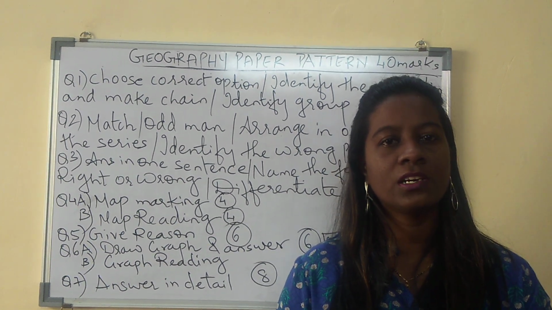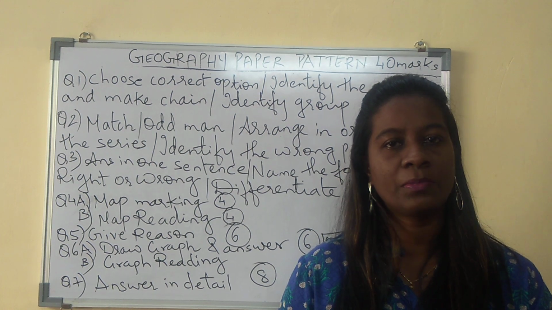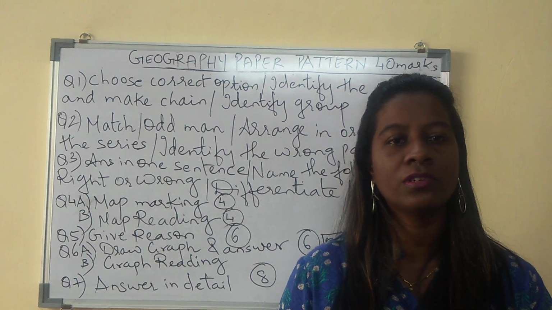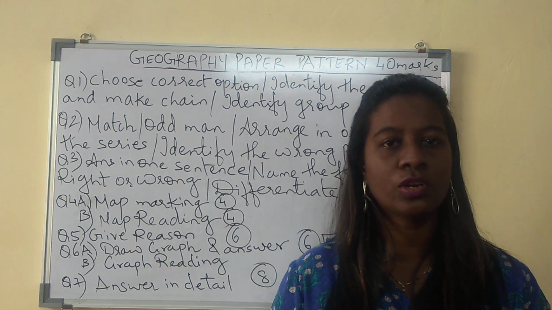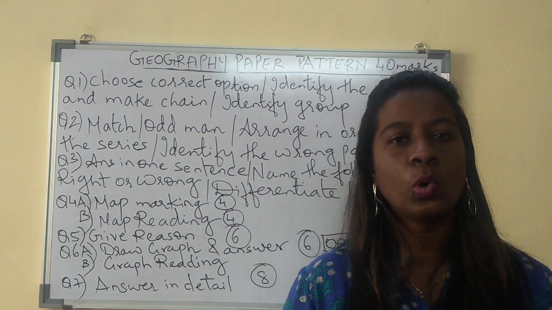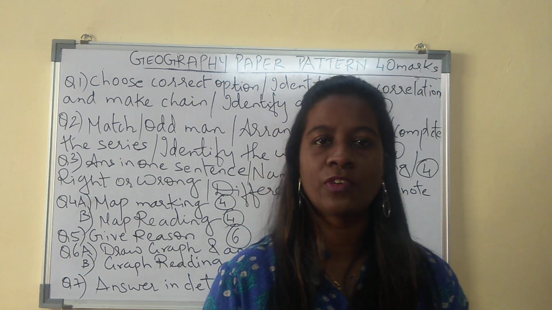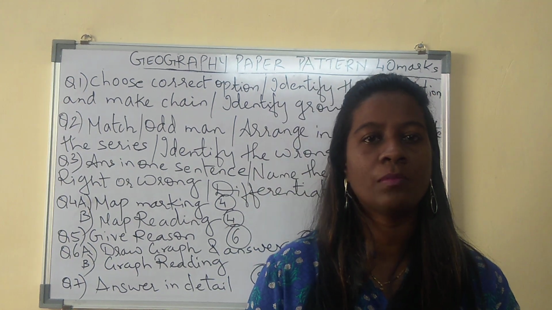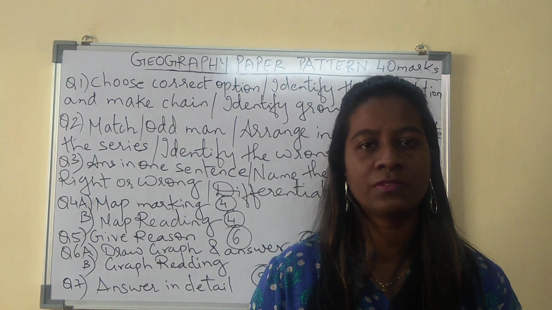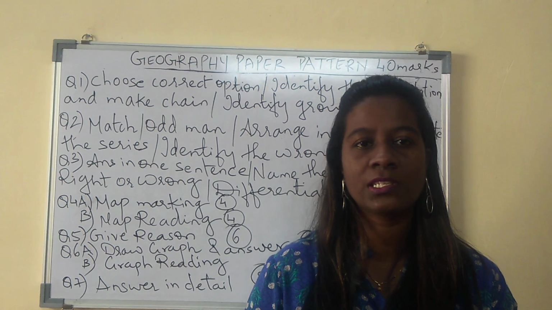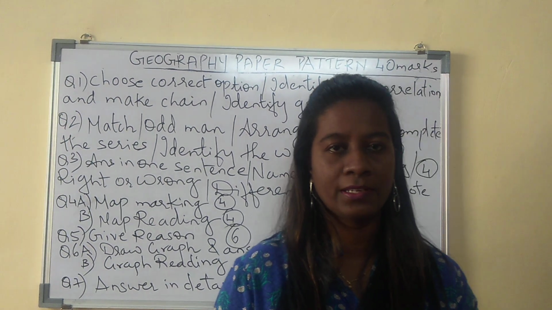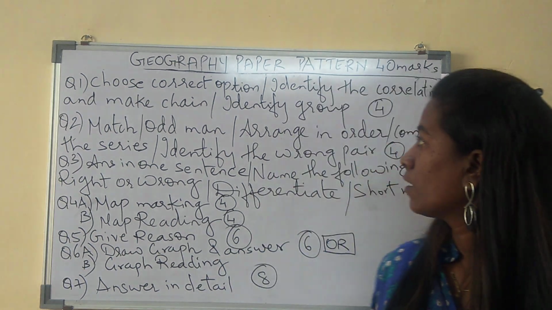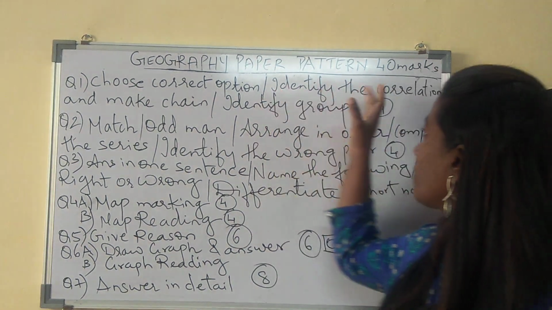Last time we studied the geography first chapter, and today we are going to discuss the geography paper pattern. Students, geography is one of the scoring subjects, just a 40 marks paper, and there are more than 28 marks of objectives where you can score a lot of marks. So let's start. Here you can all see the geography paper pattern.